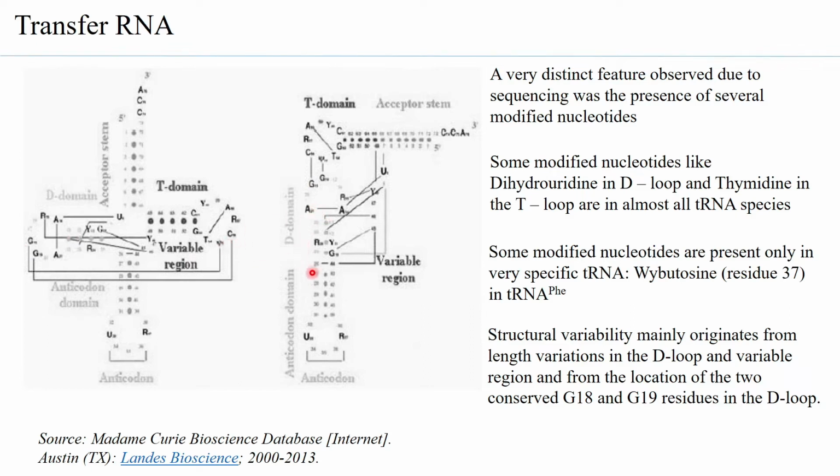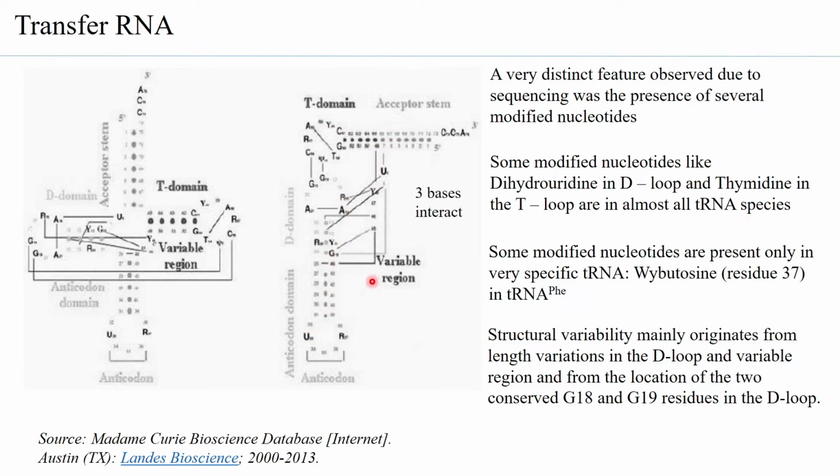So you can see this D domain is interacting with the T domain, and the D domain is with the anticodon arm, and the T domain is with the acceptor arm. And this is the variable region. The variable region itself is also allowing interaction between one arm and the other arm.